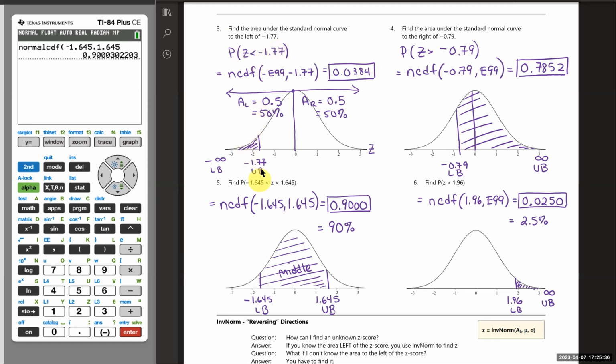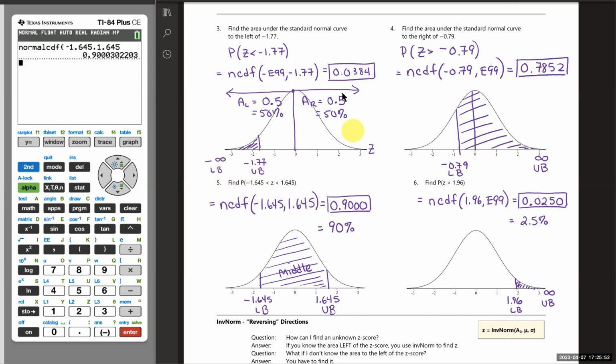So just writing down the location there and knowing that if we're looking for area to the left, the order is lower bound, upper bound. So negative infinity to that number. Lower bound, upper bound are always left to right.